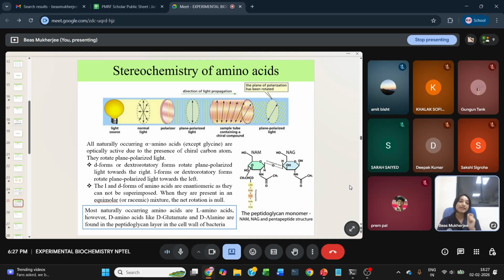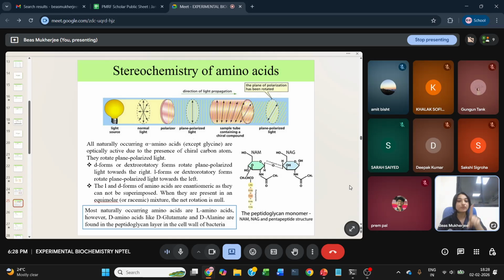Now L and D forms of amino acids. Here it's written dextrorotatory for both. I will make the changes when I upload the PPT. Please be careful: L is levorotatory and D is dextrorotatory. So L and D forms of amino acids are enantiomeric. What does that mean? They are mirror images, and they cannot be superimposed. When they are present in an equimolar or racemic mixture, then the net rotation is null, because this is rotating it towards this side, this is rotating it towards that, and the net rotation is thereby null.